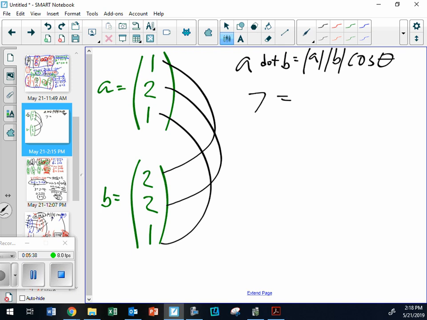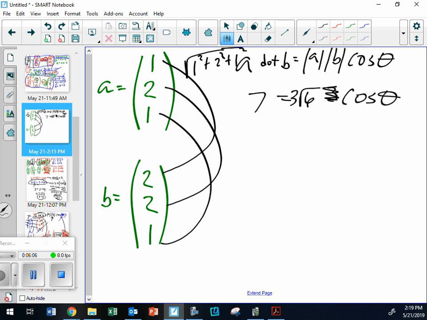Equals. Magnitude of A, that's just square root of 1 squared plus 2 squared plus 1 squared. And that's going to be 1 plus 4 plus 1, square root of 6. And the other one is 4 and 4 and 1 makes 9. Oh, that one's 3. Exact square root of 9, which is 3. So we could say 3 root 6. See what I did there? I just rearranged them. And then cosine theta.